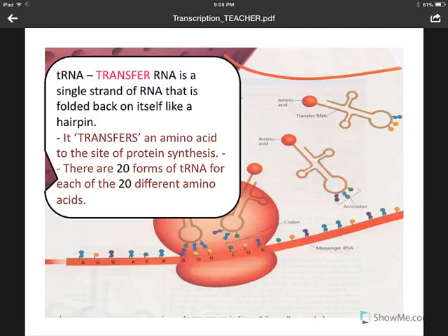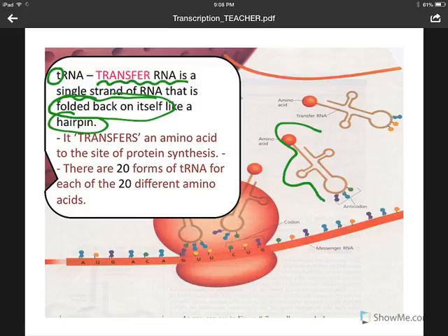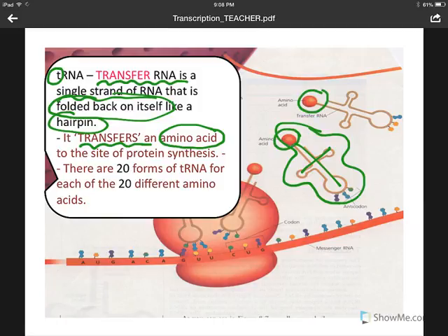The third type of RNA is called tRNA, and the T stands for transfer. Once again, it's a single strand of RNA, but it's been folded back onto itself into a shape called a hairpin. So this funky little T shape is called a hairpin. Anytime you see these T-like shaped figures, these are probably tRNAs. It's called transfer RNA because it's transferring an amino acid to the site where we're going to make the proteins. You'll notice they're carrying these little circles, and those are different kinds of amino acids.